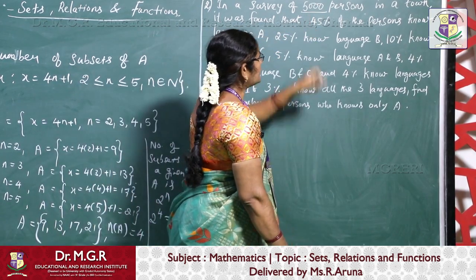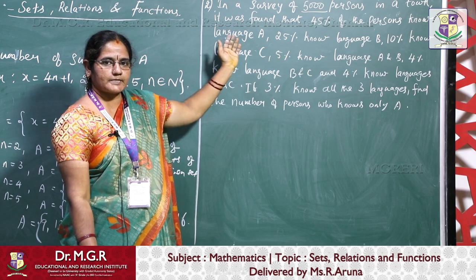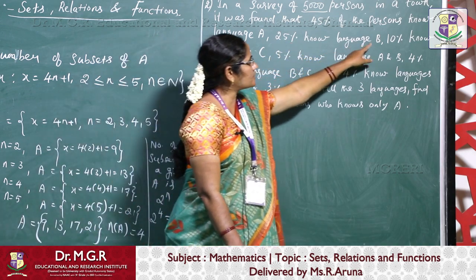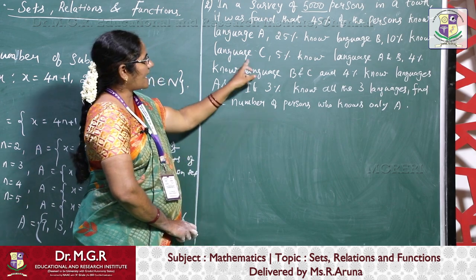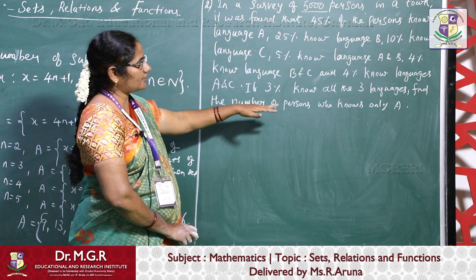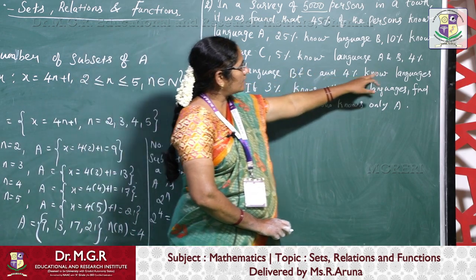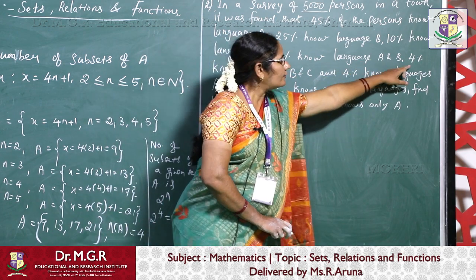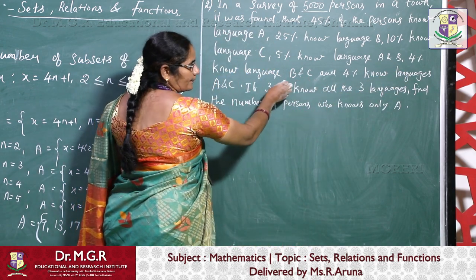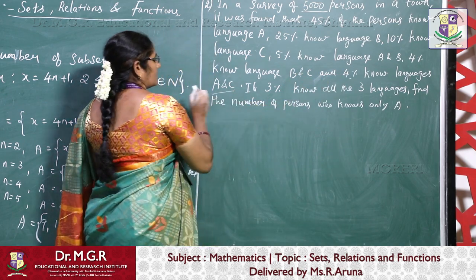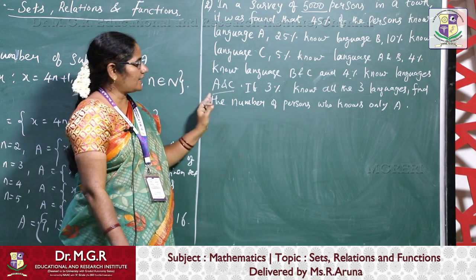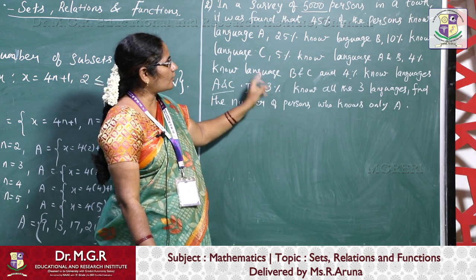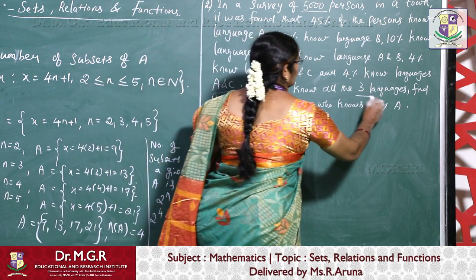Among these 5,000 persons, we segregate some percentage of people who speak language A, 25% of people speak language B, and 10% speak language C. Next we go deeper into the sets. 5% of persons know both the languages A and B, 4% know B and C, and the same 4% know the languages A and C. Now additional information is given: 3% of the total number know all the 3 languages.